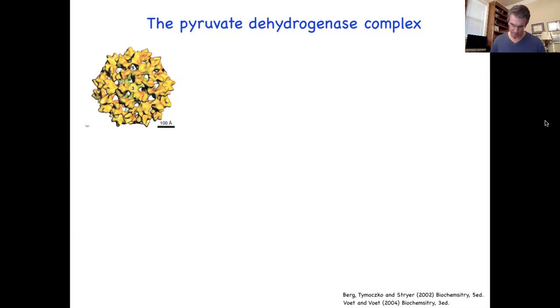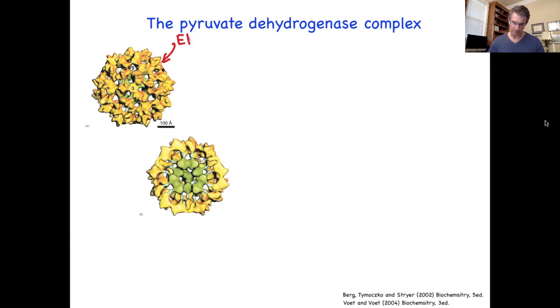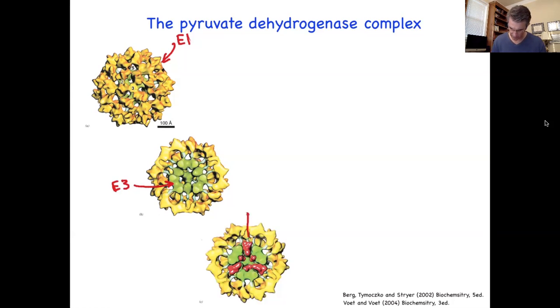So what you're looking at here is the outer shell of the PDH complex, right? And what is visible here on this outer shell, these are the E1 enzymes. Those are the pyruvate dehydrogenase enzymes, right? Now if you drill down into this structure, the next level is shown here in green. These are the E3 enzymes, the dihydrolipoamide dehydrogenase. And as you go down a level even lower, here shown in this red kidney bean shape, that's the E2. Right down in the core, those are the transacetylase enzymes.